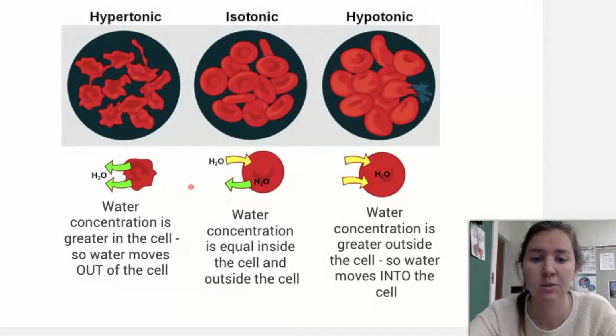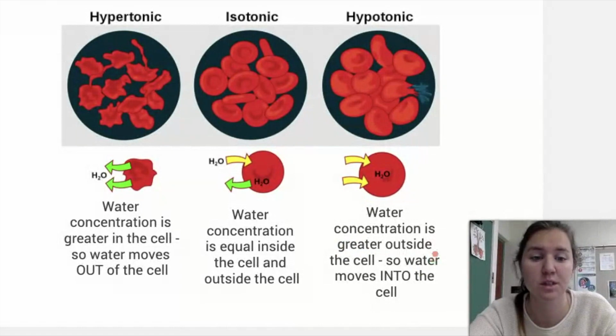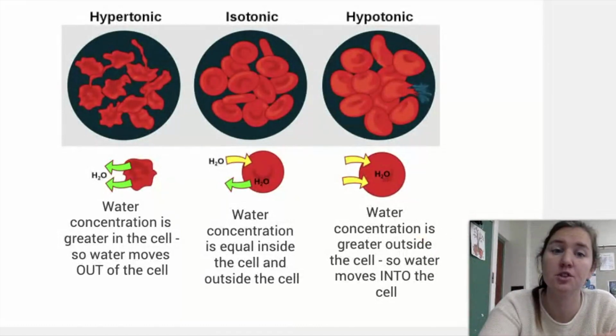Isotonic, that's when the water concentration is equal inside the cell and outside the cell. So water is moving in and out at an equal rate and the cell keeps its shape. So for example, our blood has a similar concentration of water as cells. So then water is moving in and out of the cells at the same rate. Hypotonic solution is when water concentration is greater outside the cell. So water moves into the cell. So an example of this could be the roots of plants. Because the water concentration is greater out in the soil, water is going to move into the cells, and that's good for plants.